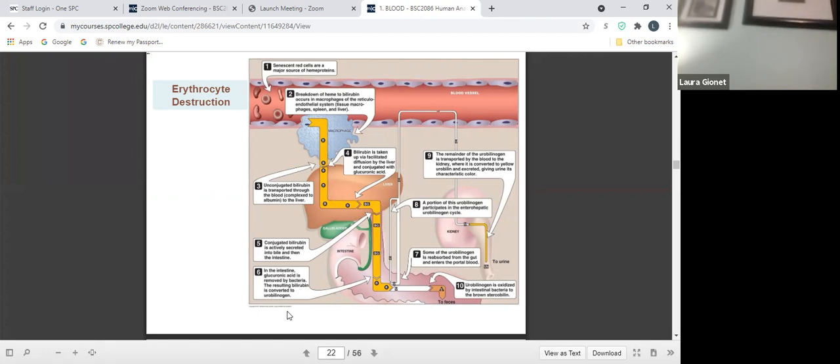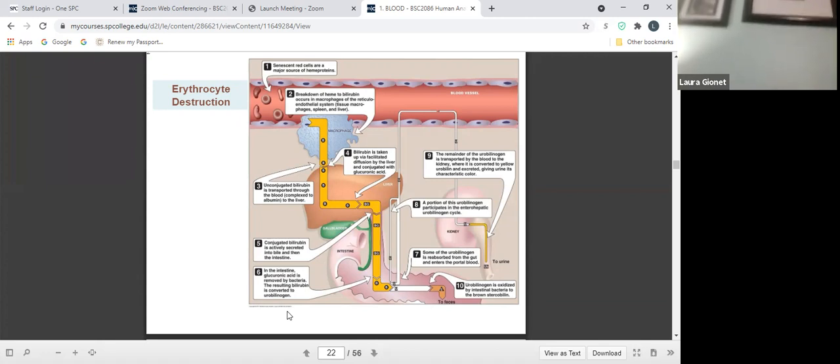We want to capture that, and we want to transport it with transferrin, to the liver and to red bone marrow, again, where you're manufacturing more red blood cells. But the heme group is something we want to get rid of.